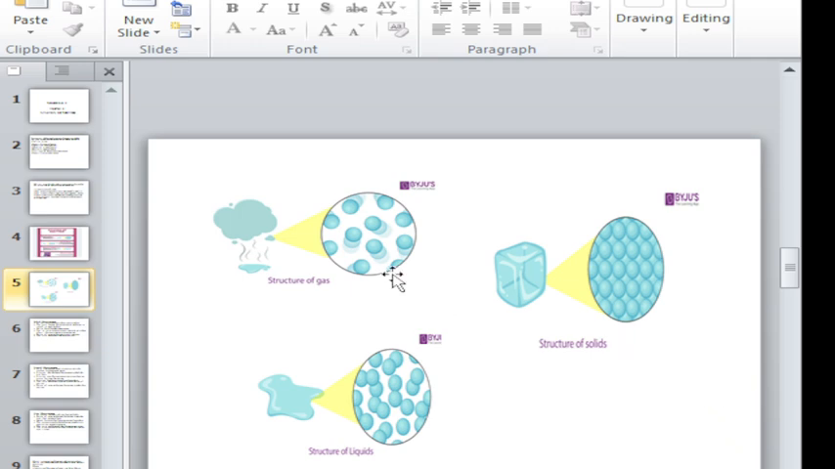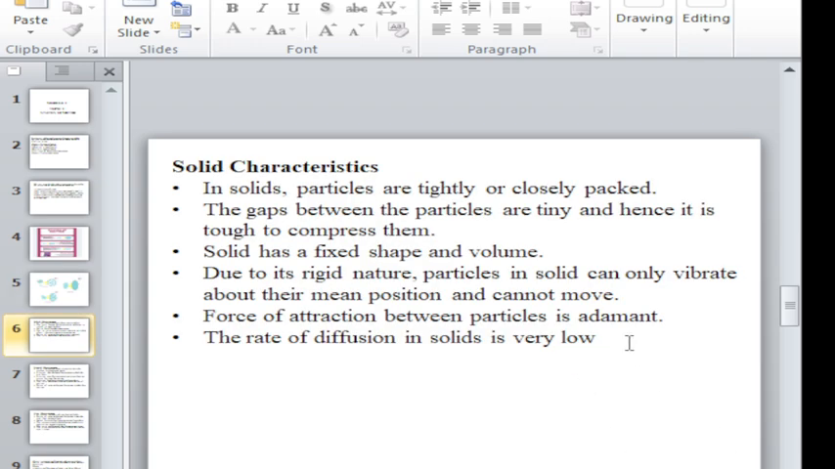The following are diagrams of different states of matter. We have the structures of gas, structure of solids, and structure of liquids. Dear learners, let's look at the characteristics of different states of matter. Let's start by looking at the characteristics of solid states.